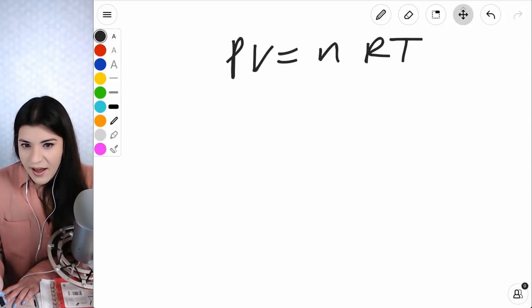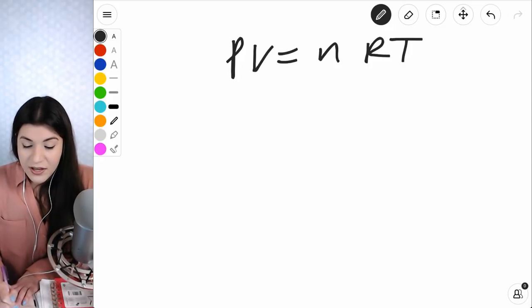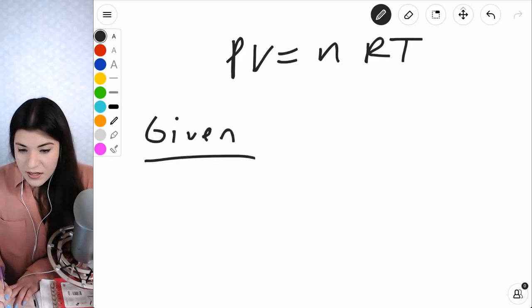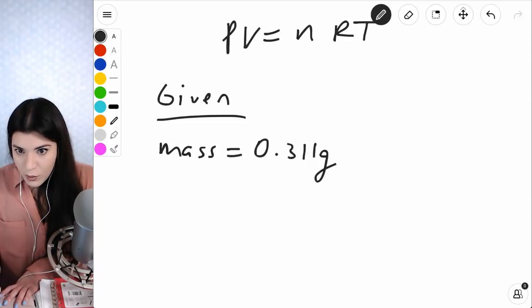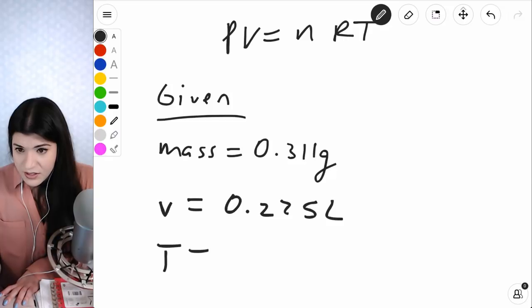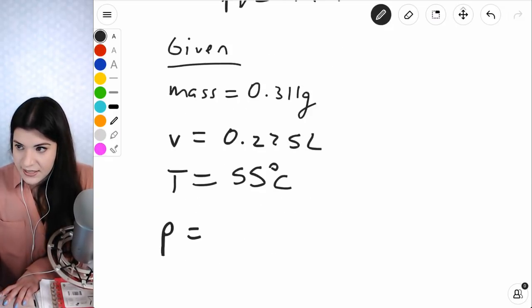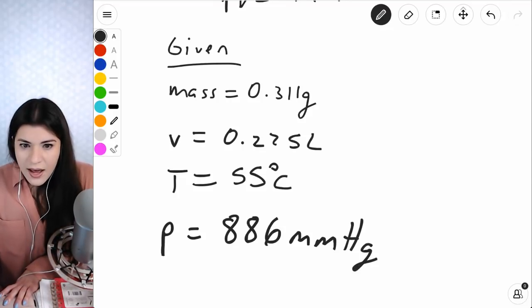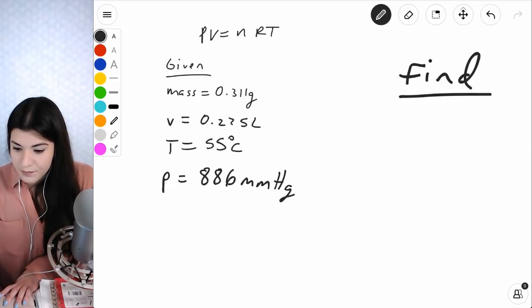So let's say, I'm just going to state everything that we're given and then what we're finding. Let's say they gave us a mass of 0.311 grams, a volume of 0.225 liters, a temperature of 55 degrees Celsius, and a pressure of 886 millimeters mercury. All right, and then we're asked to find the molar mass.